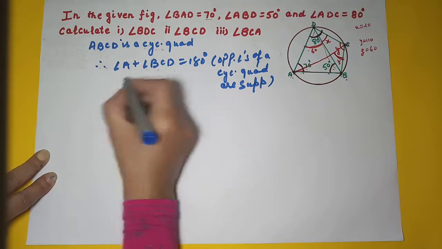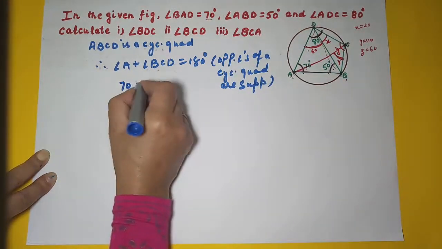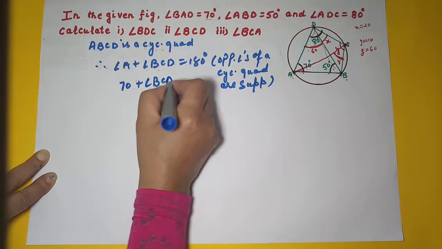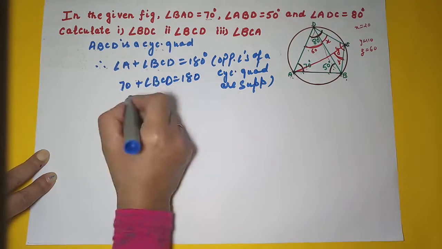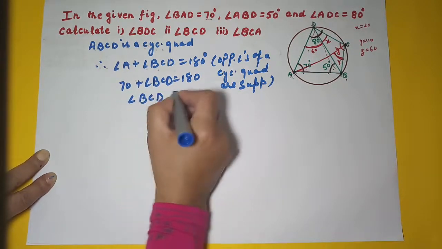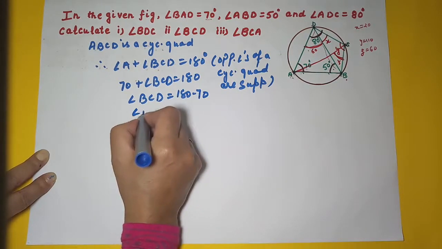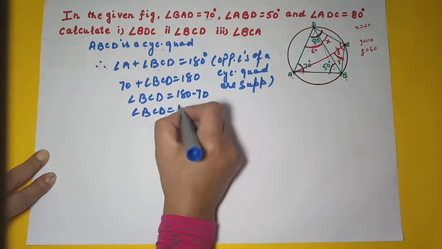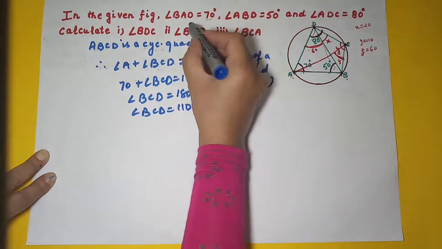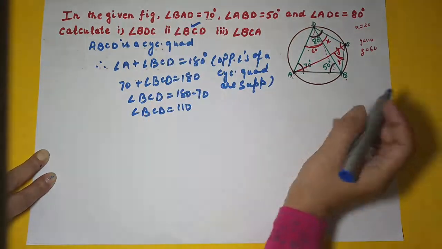So you can write, we have named this BCD as Y. So your angle A is 70 plus angle BCD equal to 180. So your angle BCD is equal to 180 minus 70. So angle BCD we got as 110, right? This part we have done. This angle we have found.